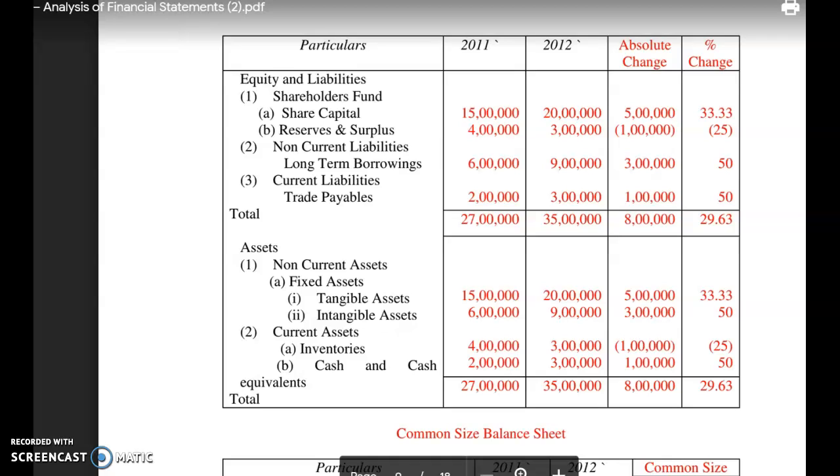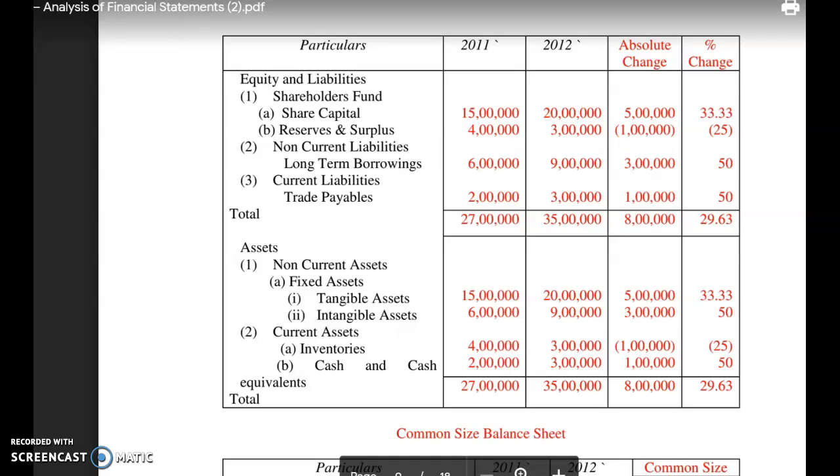33.33%. For the second item, reserves and surplus, 4 lakh is given, and in the current year it is 3 lakh. So it is automatically reduced; 1 lakh is the change in terms of minus. You will check that here it is given in brackets. Figures which are negative you may write in brackets, or you may give the minus sign. Here it is 1 lakh. Now how is the percentage change calculated? 1 lakh divided by the base year figure, that is rupees 4 lakh, into 100, comes to 25%.